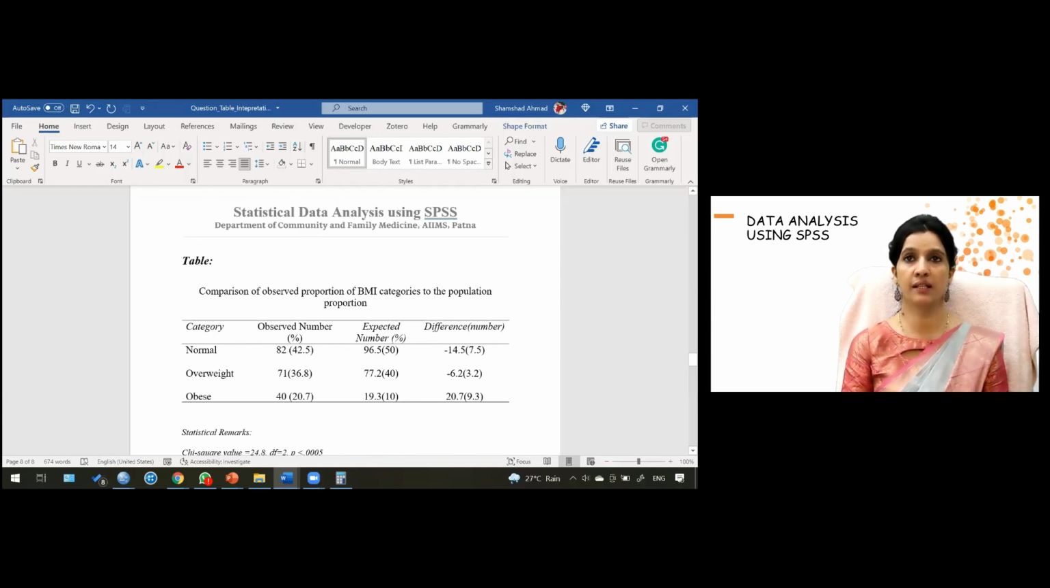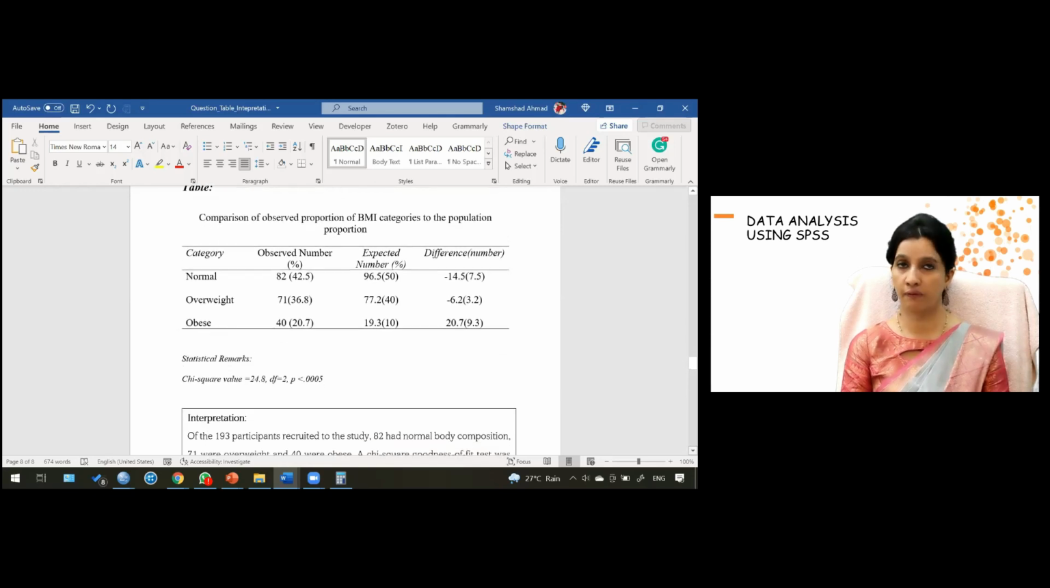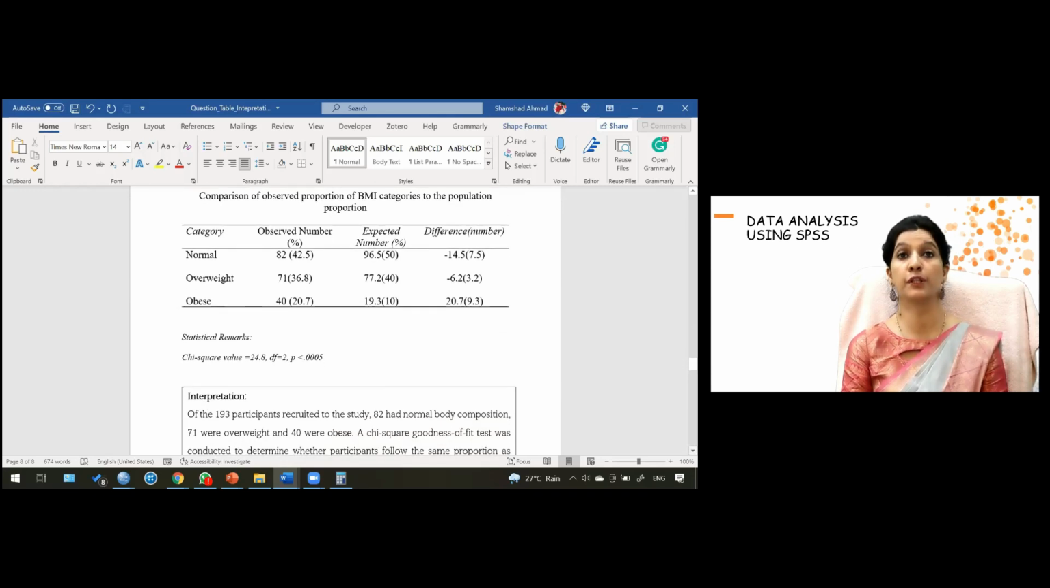You can see that there was a difference in the proportion. The expected proportion was 7.5% more. This was 3.2% more. And this was 9.3% less. So this is how you can see that it is not the same as the population, and the proportion of obese was almost twice as compared to the expected. Expected was 10%, whereas actually it was 20%. So you can interpret the result. The chi-square value, you can see here, is 24.8 with degree of freedom 2.